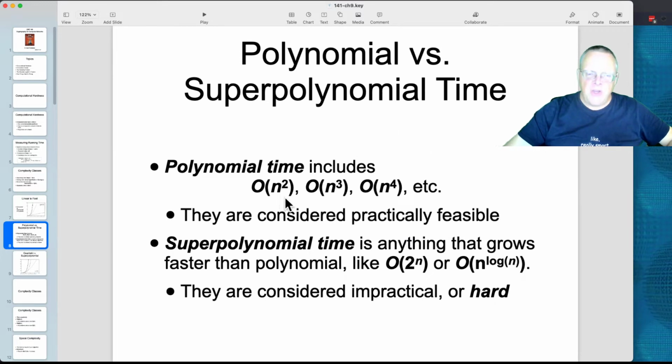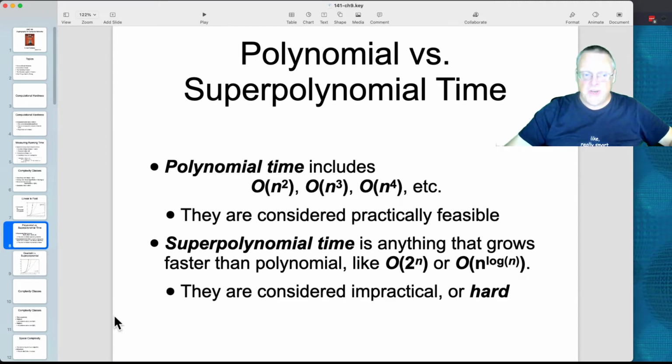So polynomial time is n squared, n cubed, n fourth. They are considered feasible problems. That's not considered fast enough to make it impossible to solve a problem. Super polynomial is anything faster, like n to the log n, or 2 to the n. Those are things that grow faster than polynomial.